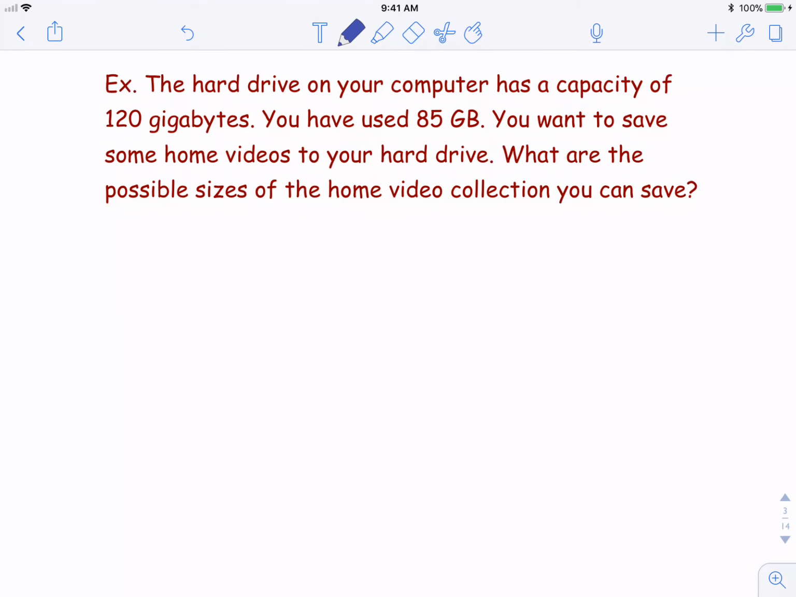All right, so this story problem says the hard drive on your computer has a capacity of 120 gigabytes. Capacity means that that's the most that it can hold. So I can't hold anything more than 120 gigabytes on my computer. So that means that my hard drive has to be less than or equal to those 120 gigabytes.